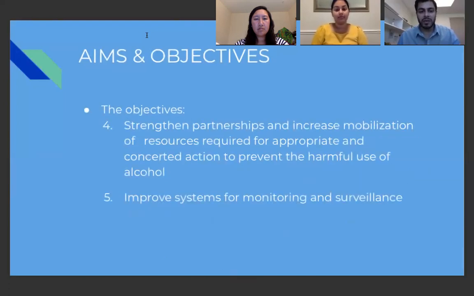Fourth objective will be to strengthen partnerships and increase mobilization of resources required for appropriate and concerted action to prevent the harmful use of alcohol. Fifth objective is to improve systems for monitoring and surveillance.